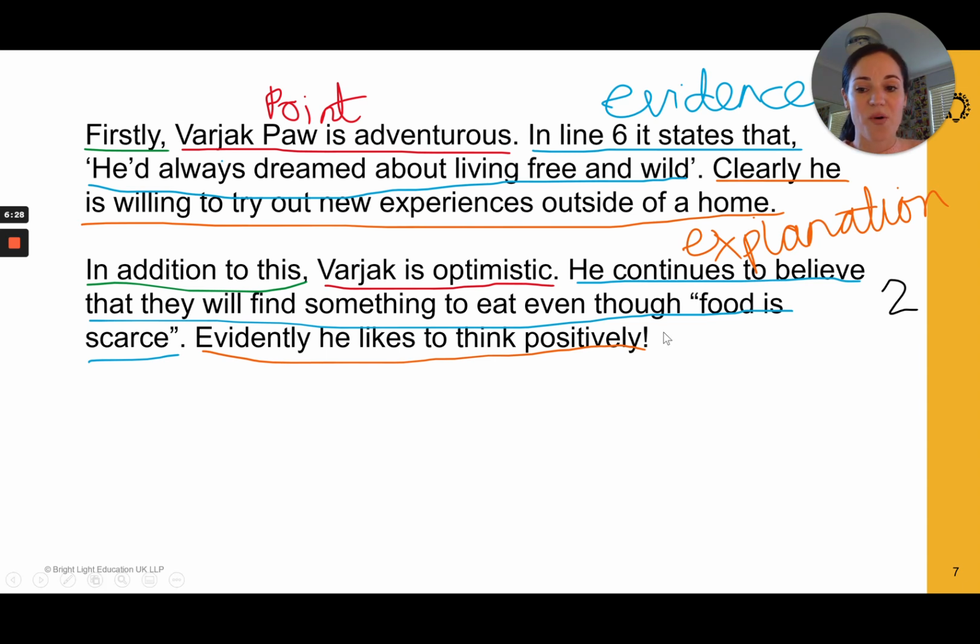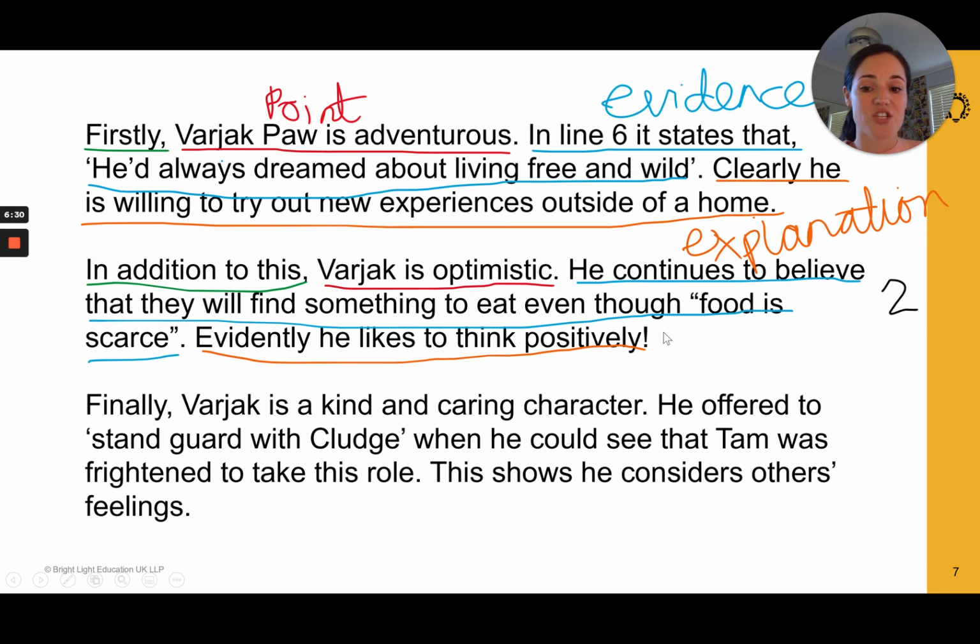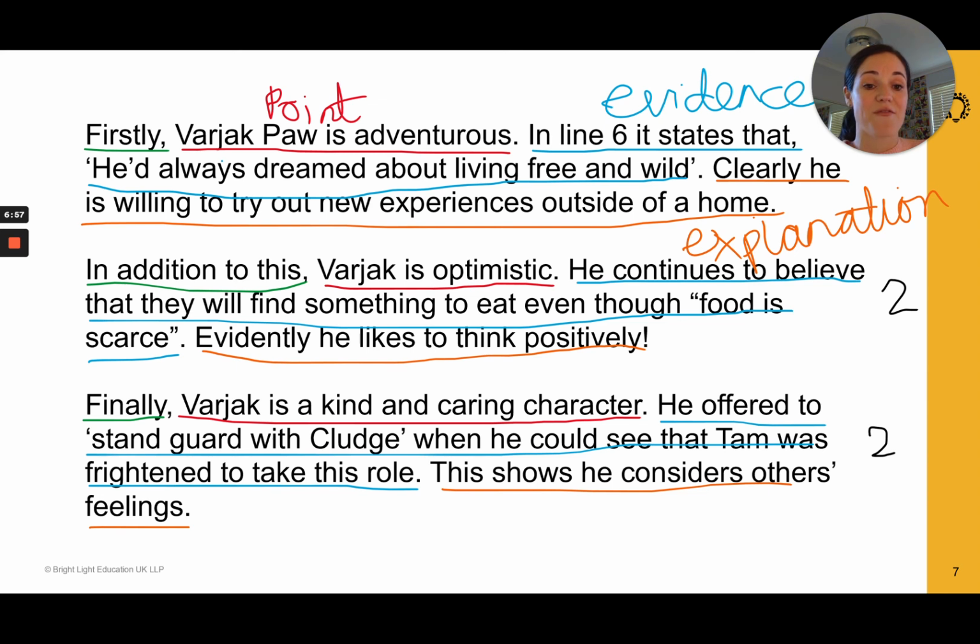On to my final point. Finally, Varjak is a kind and caring character. He offered to stand guard with Kludge when he could see that Tam was frightened to take this role. This shows he considers others' feelings. Again, my lovely connective that I've introduced for my third and final point. Got my point there. I've got my evidence. And I've got my explanation. Okay, and that's going to give me my final 2 marks. So hopefully I would have got my full 6 marks.